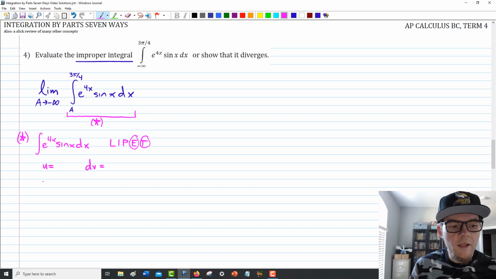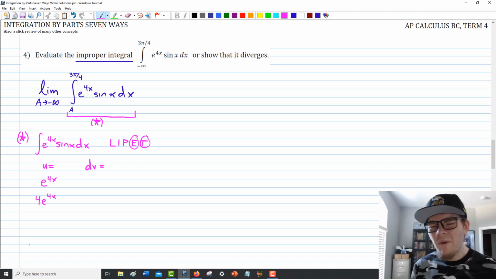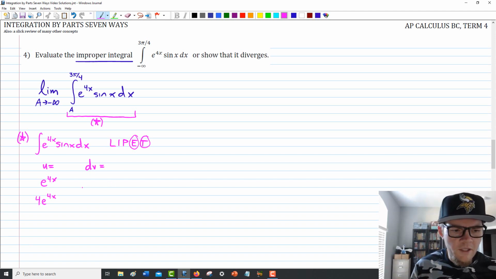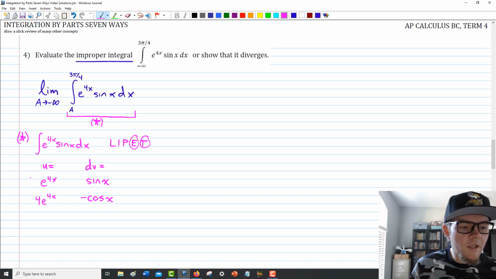So interestingly enough, I'm going to let u equal e to the 4x. The derivative is going to be 4e to the 4x. And we could obviously keep going, but I'm not sure how far we're going to need to go. So for now, we'll do the dv. So we have sine of x. The function whose derivative is positive sine is negative cosine of x. And then if we wanted to go a little bit further, we could. But for the moment, let's just stick here.